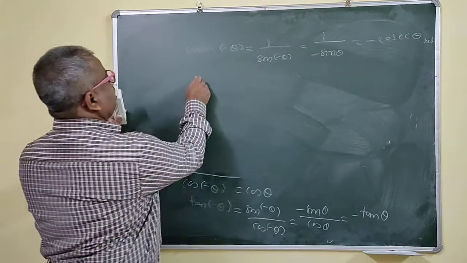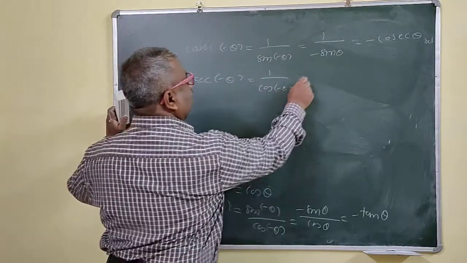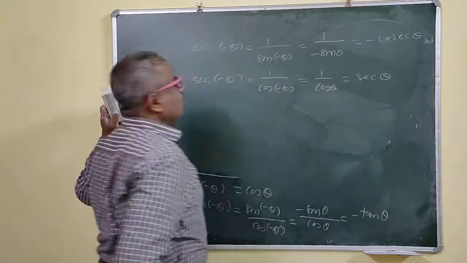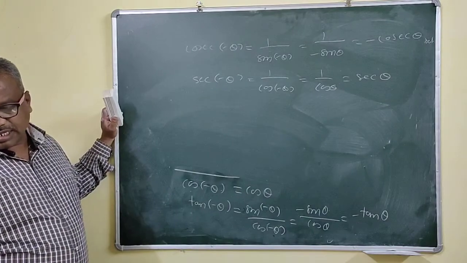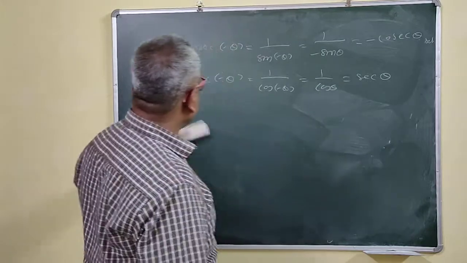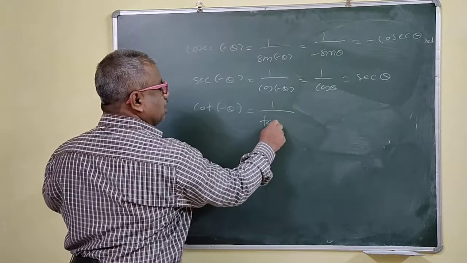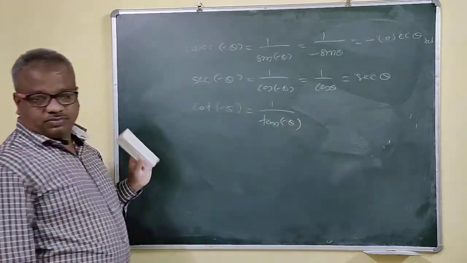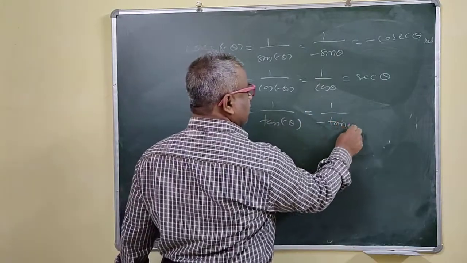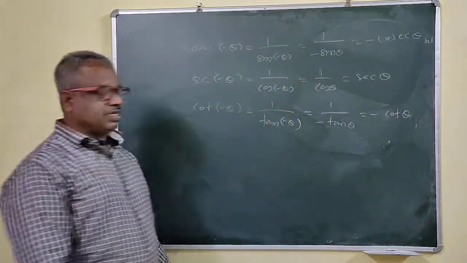Then sec theta. Sec of minus theta is the same as 1 upon cos of minus theta, which is 1 upon cos theta, which is sec theta. So sec of minus theta is also sec theta, because it is the reciprocal of cos. Then cot of minus theta is the same as 1 upon tan of minus theta. And tan of minus theta is minus tan theta, and 1 upon this is minus cot theta. So cot of minus theta is minus cot theta.